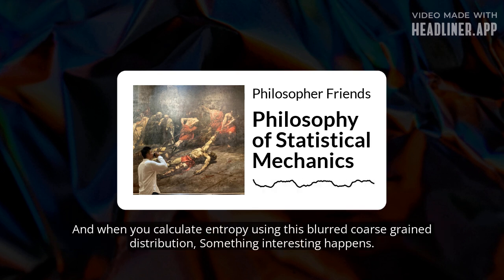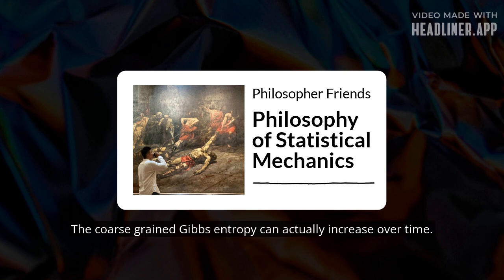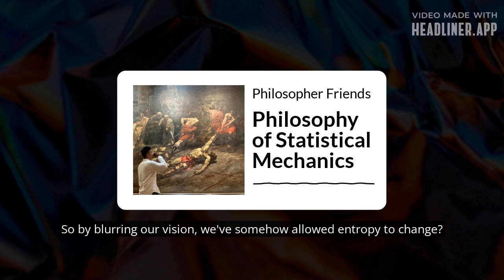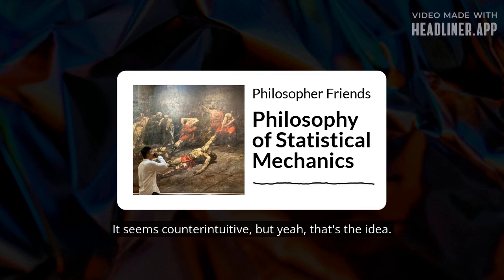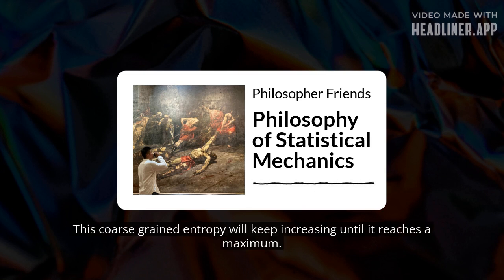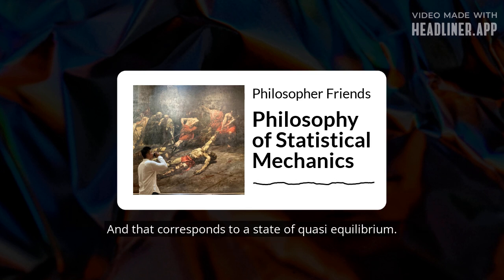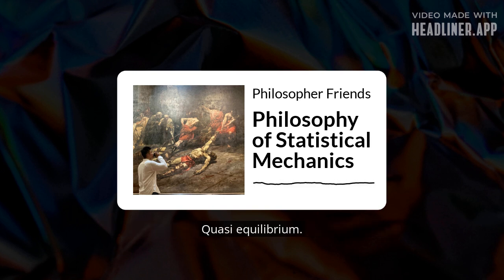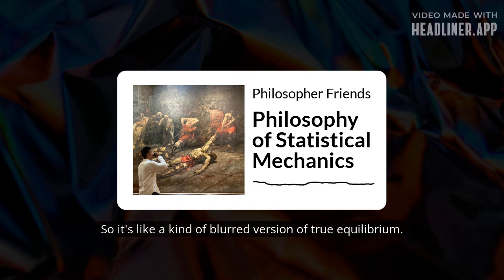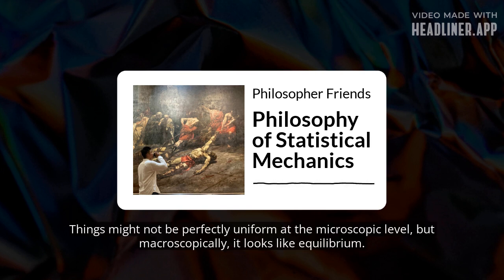Precisely. And when you calculate entropy using this blurred, coarse-grained distribution, something interesting happens. What happens? The coarse-grained Gibbs entropy can actually increase over time. Wait, really? So by blurring our vision, we've somehow allowed entropy to change? It seems counterintuitive, but yeah, that's the idea. This coarse-grained entropy will keep increasing until it reaches a maximum, and that corresponds to a state of quasi-equilibrium. Quasi-equilibrium. So it's like a kind of blurred version of true equilibrium. Exactly. Things might not be perfectly uniform at the microscopic level, but macroscopically it looks like equilibrium.